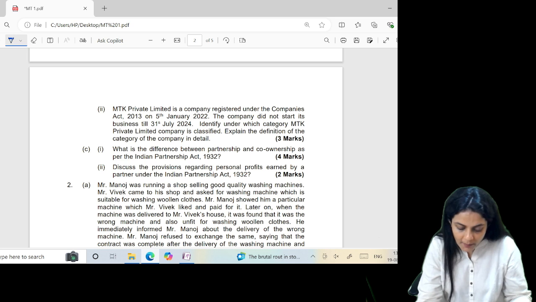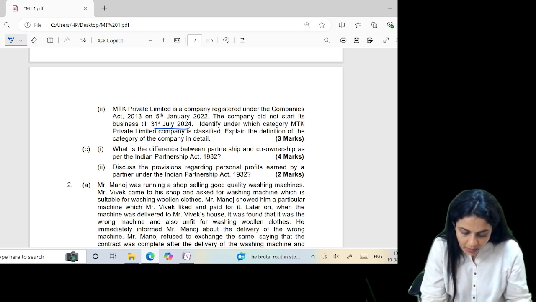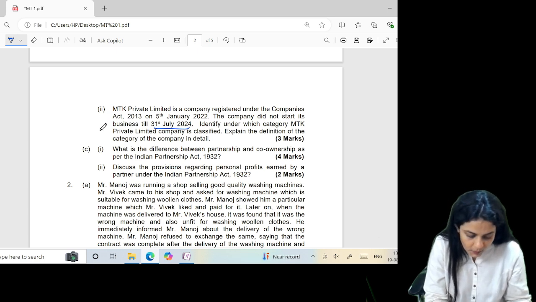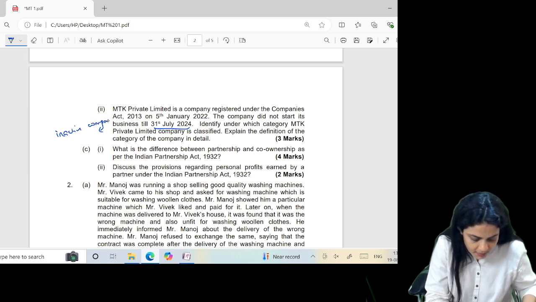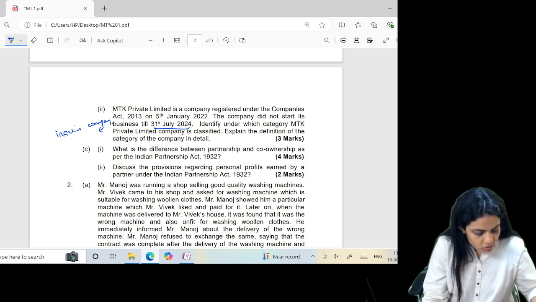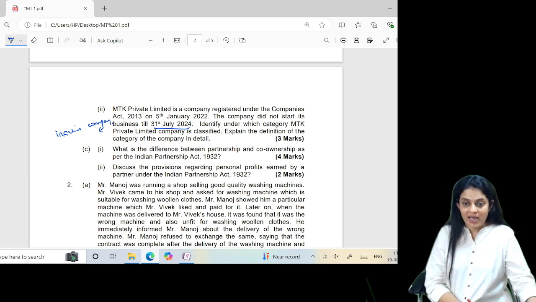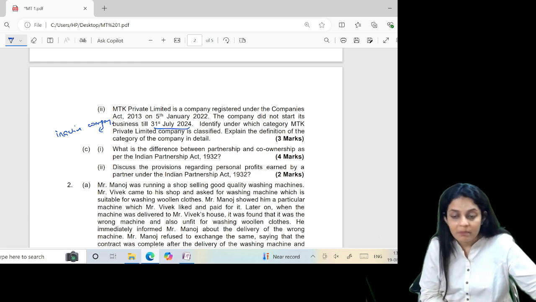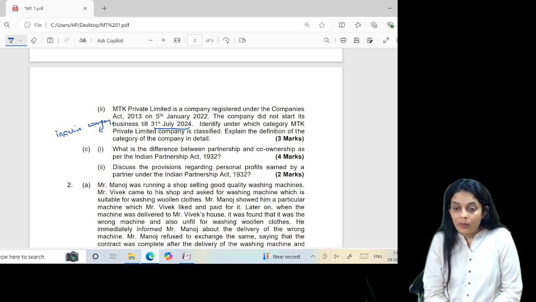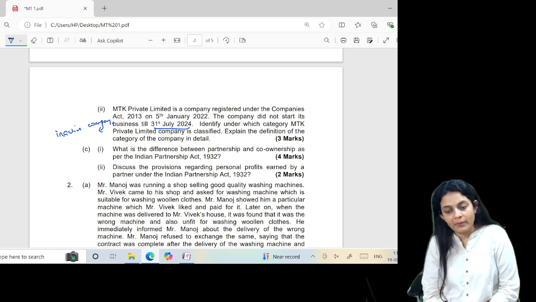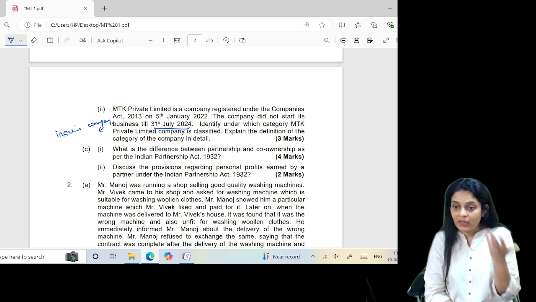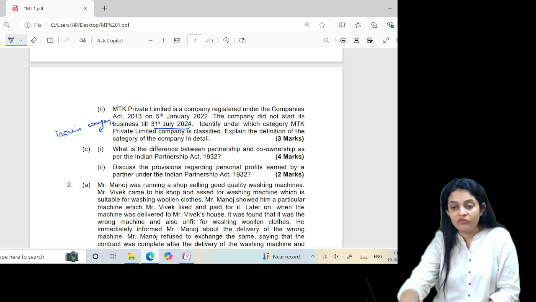MTK Private Limited is a company registered under the Companies Act. The company did not start its business till 31st July. Identify which category it falls in. Okay, this is an inactive company. Am I right or not? Yes, this is an inactive company. When I say inactive company, what do I actually mean? Which has no business transactions, or no business operations, or which had no significant accounting transactions in the past 2 financial years.